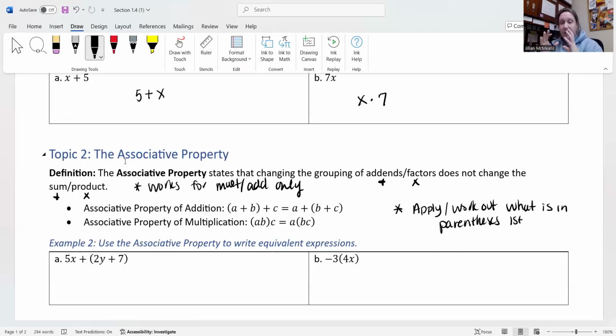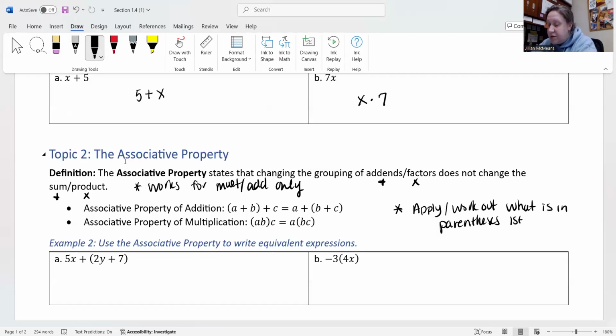Now, the associative property of multiplication is the same thing. If we have A and B in parentheses, that means we multiply A and B first and then we multiply by C. But that's going to be the exact same thing as if we put B and C in parentheses, multiply that first, and then multiply by A. Doesn't really matter. You can group them however you want with addition and multiplication. You're going to get the same answer.